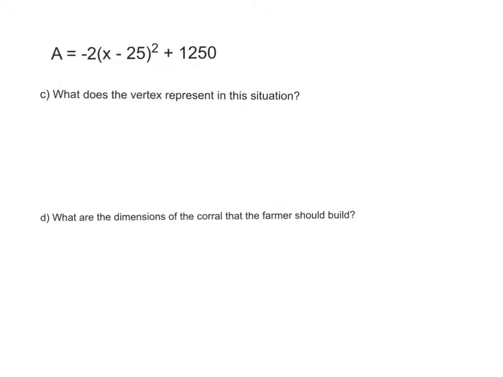The next part asks you, what does the vertex represent in this situation? First of all, the vertex is at 25 and 1,250. What does it represent? What's the x in the x spot? Oh, I used x on here, but it's actually W, right? So it's the width. So the width is going to be 25. What's the 1,250? The area, right, because it's an area equation with respect to width. So the vertex represents the width that should be used to optimize or maximize the area.